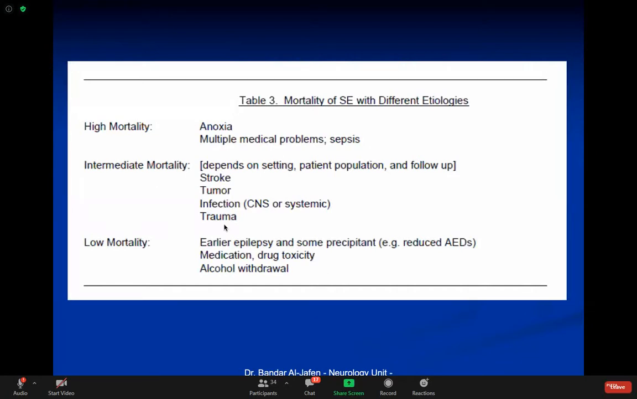So depending on the etiology, this is the likelihood of death. High mortality if a person has, like, anoxic brain injury and multiple medical problems or sepsis. Low mortality if epilepsy, and it's due to reduction of the drugs or medication, or drug toxicity, or alcohol withdrawal. Everything else is kind of an intermediate mortality risk.